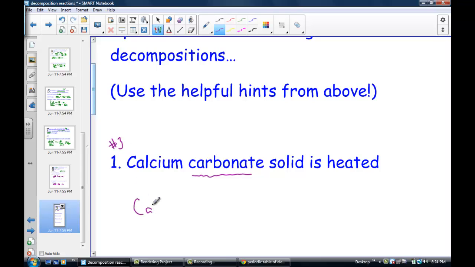When calcium carbonate decomposes, we're going to get calcium oxide. Based on charge, we get Ca plus 2, O minus 2, and carbon dioxide gas. Does this come out balanced? When calcium carbonate decomposes, we get the metal oxide and carbon dioxide. I like these. These are balanced, so my skeleton already is balanced.